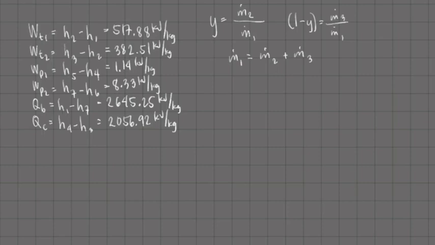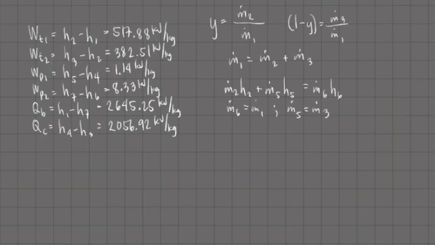That is mass flow rate 2 enthalpy 2 plus mass flow rate 5 enthalpy 5 is equal to mass flow rate 6 enthalpy 6. We will be applying some equivalencies here. For example, mass flow rate 6 is equal to mass flow rate 1 and mass flow rate 5 is equal to mass flow rate 3. This relates our energy balance on the open feed water heater to our overall mass balance equation. Substituting, this becomes mass flow rate 2 enthalpy 2 plus mass flow rate 3 enthalpy 5 is equal to mass flow rate 1 enthalpy 6.